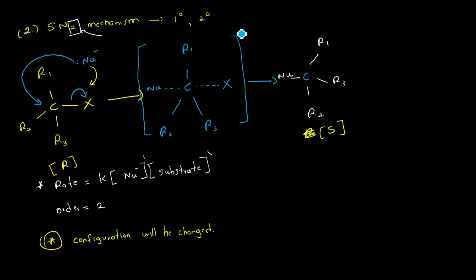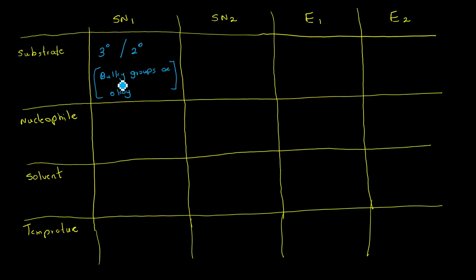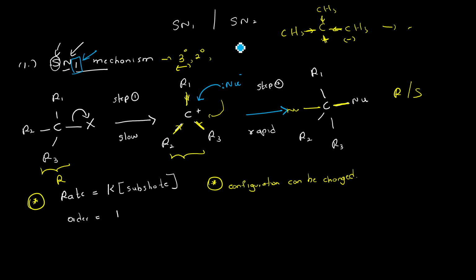SN2 mechanism, if you remember, this is the SN2 mechanism. So now you can see the bulky groups are not preferred. So primary and secondary. So bulky groups are not preferred. Are not okay. Now the substrate is okay. I hope you get the idea about the substrate.